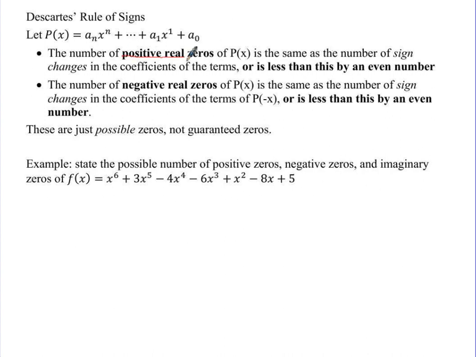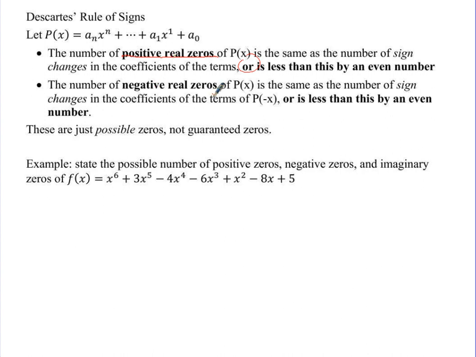The number of positive real zeros for the polynomial is the same as the number of sign changes in the coefficients of the terms, or is less than that by an even number. So what you're going to do is count up the number of times the signs change. That number is the highest number of positive real zeros in that polynomial. Or you could have 2 less than that, or 2 less than that, all the way down until you don't have any numbers left. You'll see what I mean in a minute.